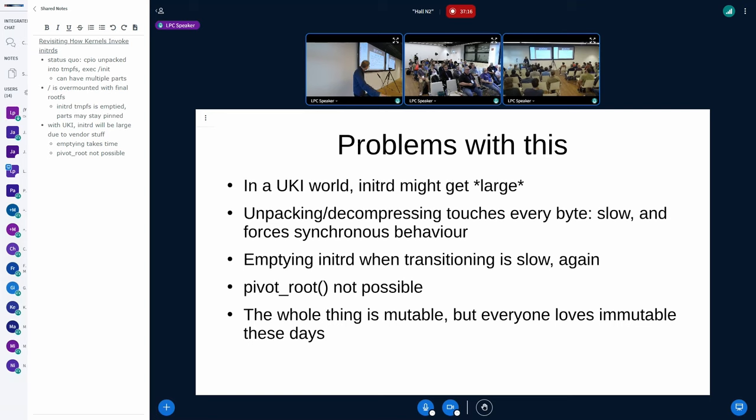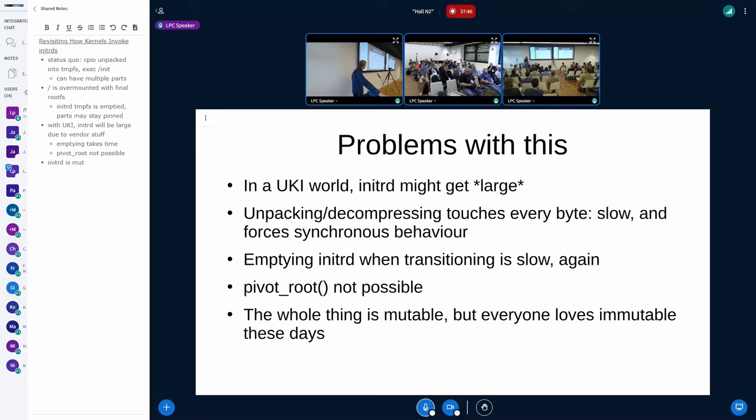The emptying of the initrd is slow again. I mean, it's not that slow, but if your initrd is large, in systemd we nowadays fork off a little background process when we do the initrd to host transition, which just goes through every inode in the initrd and unlinks it. And it's not terrible because we do it asynchronously, right? We already transitioned to the real file system. But there's also a lot of busy work that we'd rather not do.